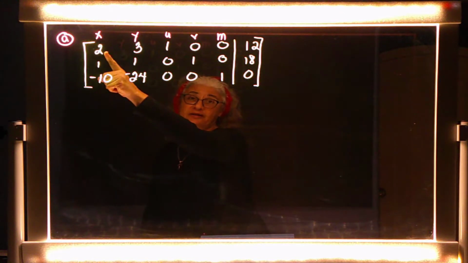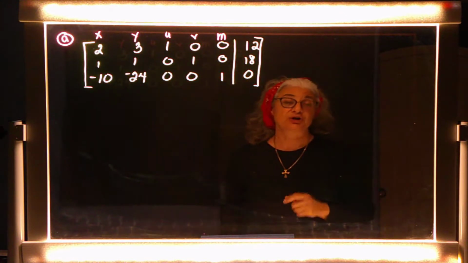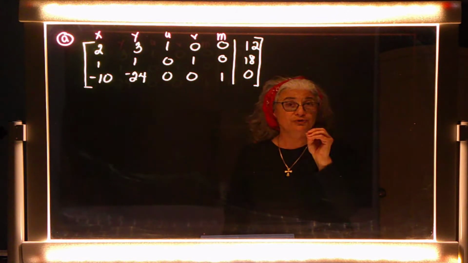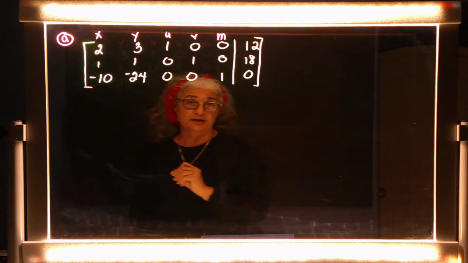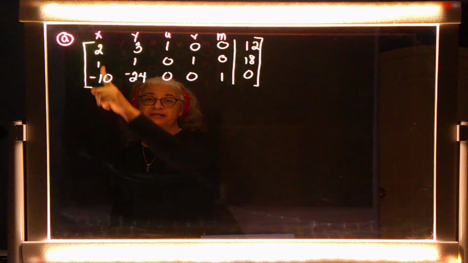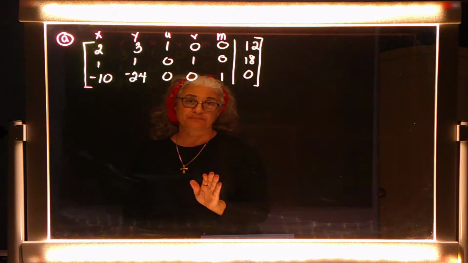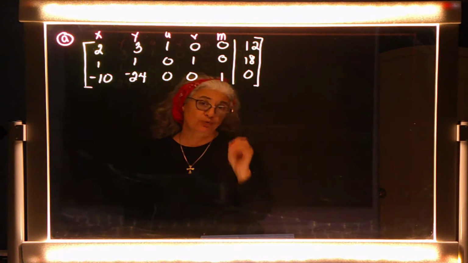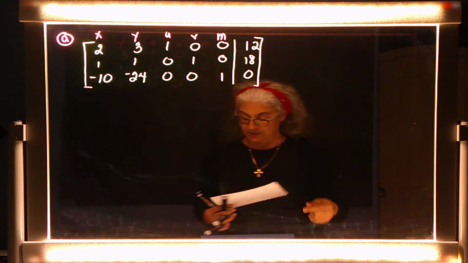This is the one that they want me to pivot around, which means, remember, you need to make this 2 into a 1 and get every other number in the same column as the 2 to be a 0. So that's our first goal. First, let's make the 2 into a 1. So the 2 happens to be in the first row.